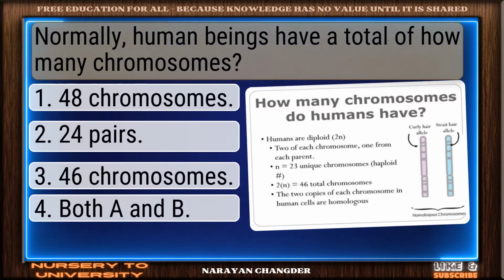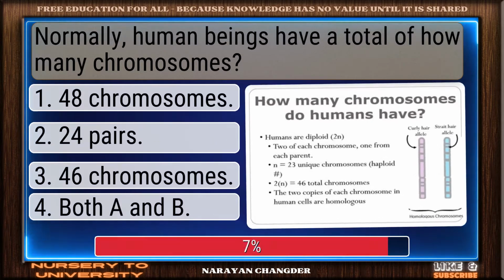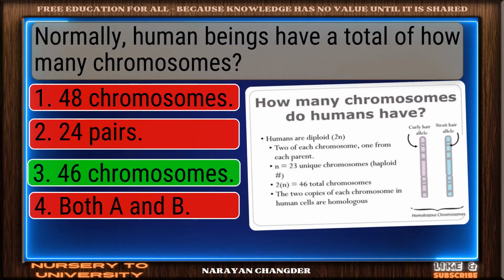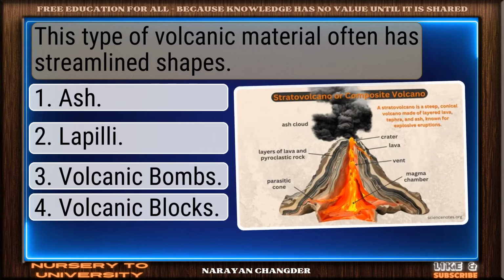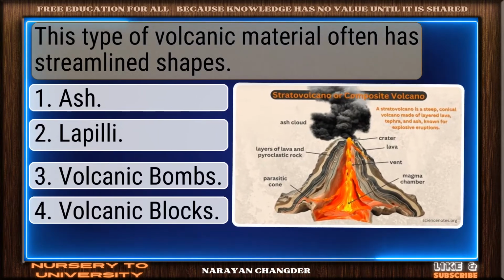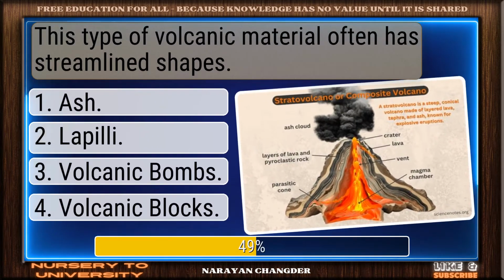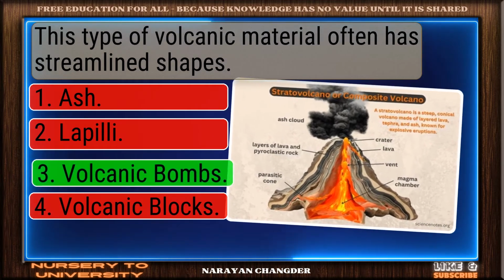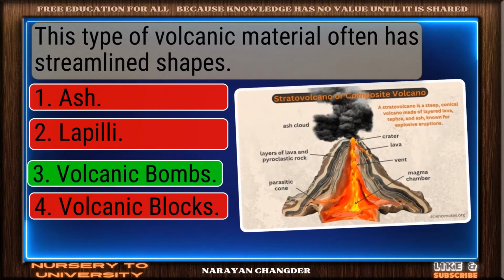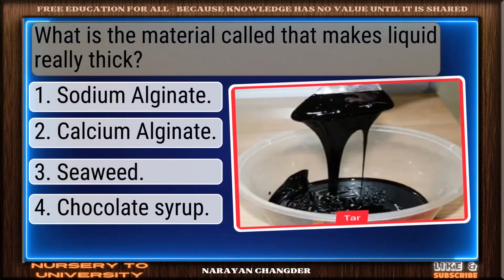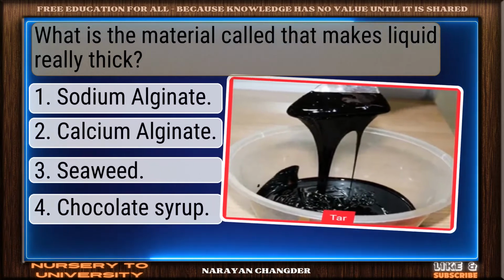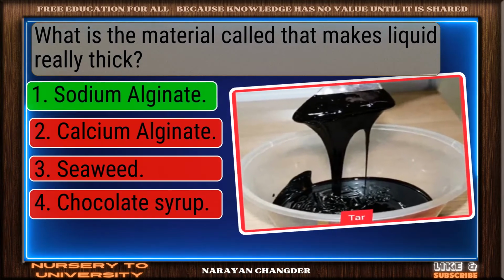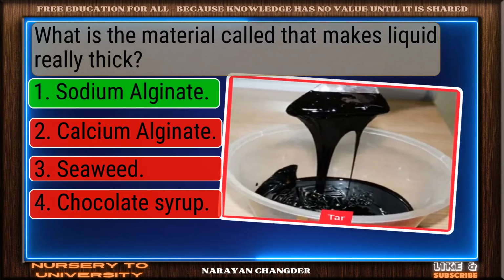Normally, human beings have a total of how many chromosomes? Well reasoned. 46 chromosomes is the correct choice. This type of volcanic material often has streamlined shapes. You got it. Your choice, volcanic bombs, is right. What is the material called that makes liquid really thick? On track. Sodium alginate is the correct answer.